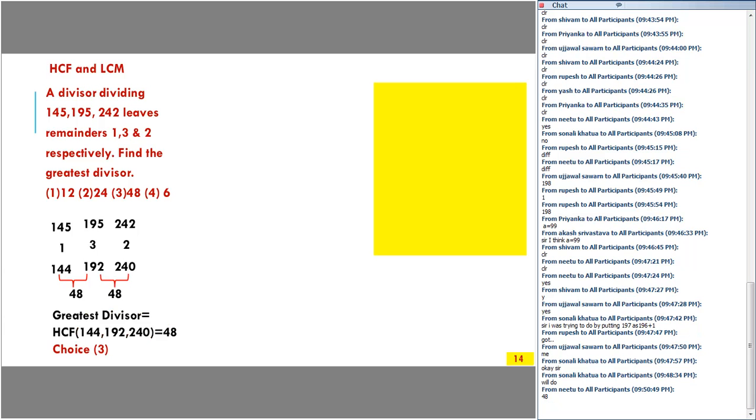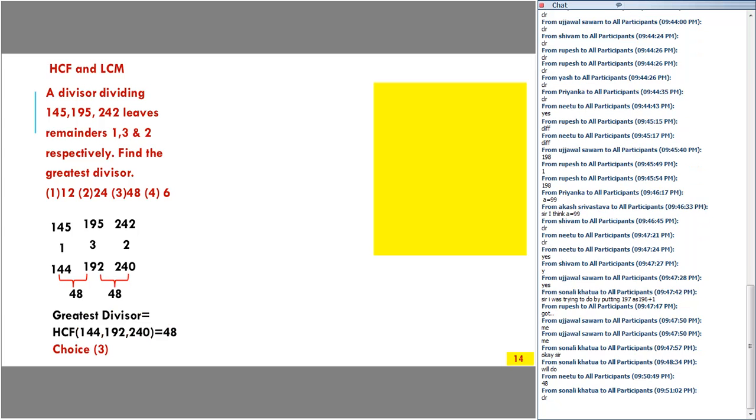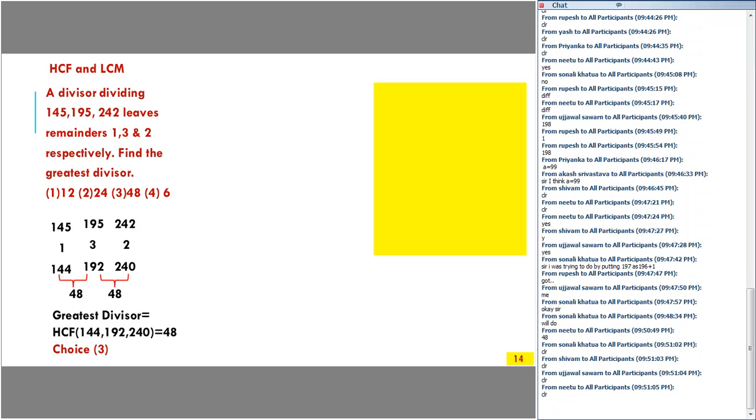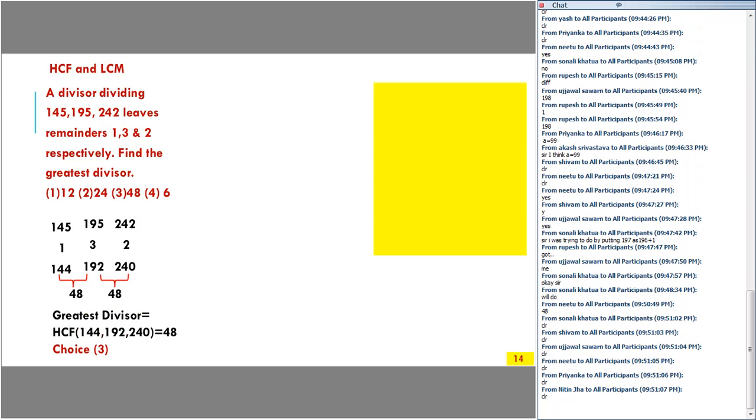Yes, Rahul has sent the numbers PPT only. How many are clear? Greatest number is 48. How many are clear? So 145 minus 1 should be divisible by that number. 195 minus 3 should be divisible by that number. 242 minus 2 should be divisible by that number.